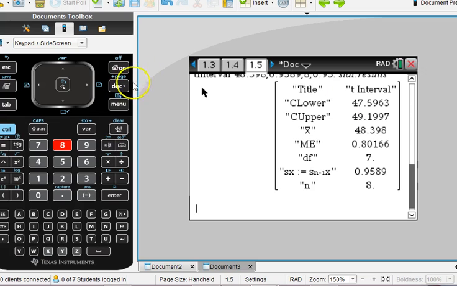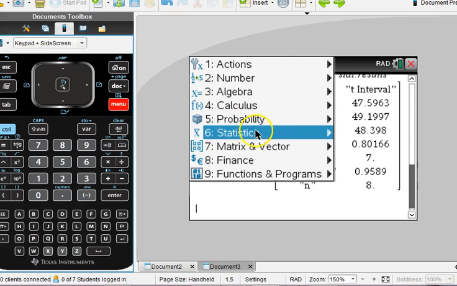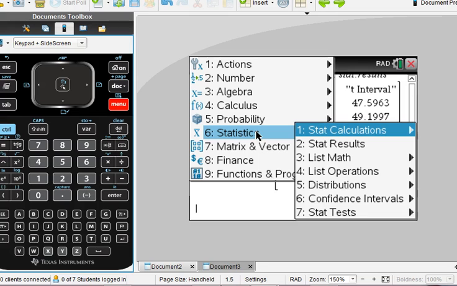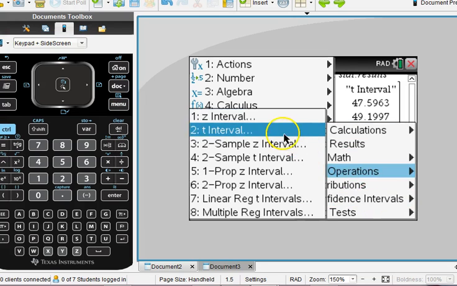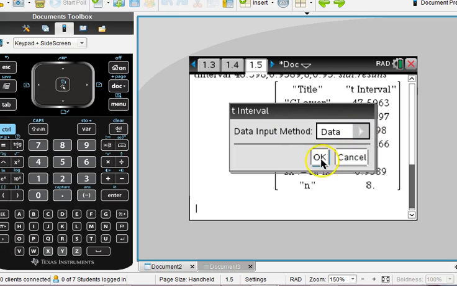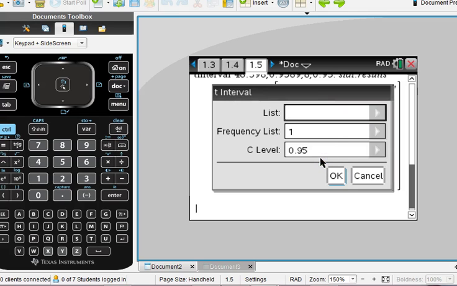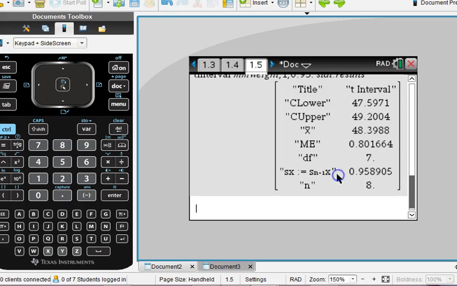Now let me show you another way to do this with the same menu: statistics, then confidence intervals and the t-interval, but I'm going to enter data this time. Instead of asking you for the mean, standard deviation, and sample size, it just asks you for the list that you put your data in. I put my data in the M&M weight list. I've got the confidence interval, and it calculates all this stuff for you.